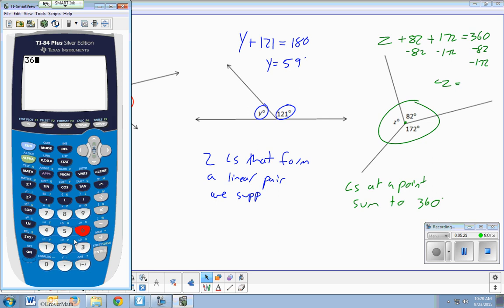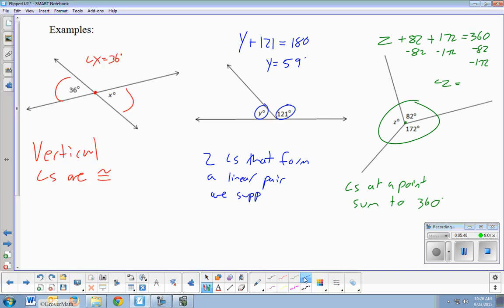Clear that out. 360 minus 82 minus 172, and I get 106. And just like all good mathematicians, did I answer the question? Well, I'm looking for angle Z. Yes, I did. Does my answer make sense? Does this look like 106? Well, this is 172. Yeah, it looks to be about 106.